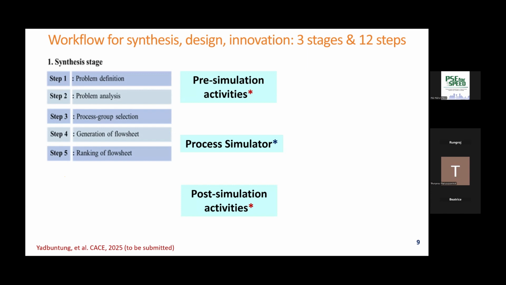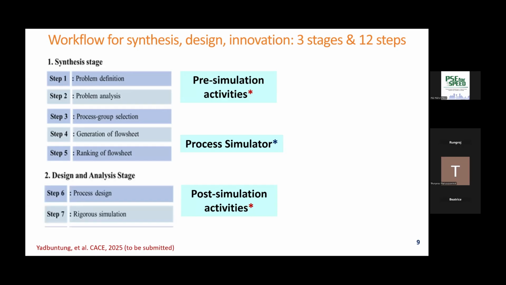The first stage is the synthesis stage. We define the problem, and then from steps 2 to 5, we find out what are the important promising flow sheets. Once we have that, we perform process design in step 6, and then we perform simulation. You can see that the simulation here, the simulator, as we know, is step 7. Before, all the simulations were with other kinds of simulators. Then once we have the simulation result, we do the analysis.